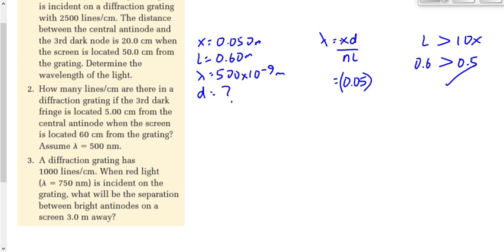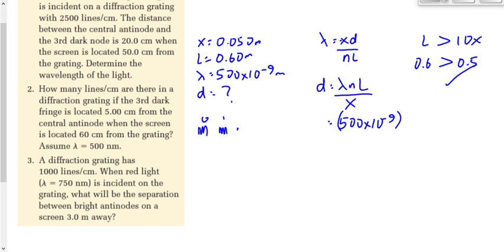0.05 for x. We've got to solve for d here. d is equal to lambda times n times L over x. Lambda is 500 times 10 to the minus 9. Oh, what's n? Third dark fringe. Central, first, second, third, fourth bright. n would be equal to 2.5, third dark fringe.